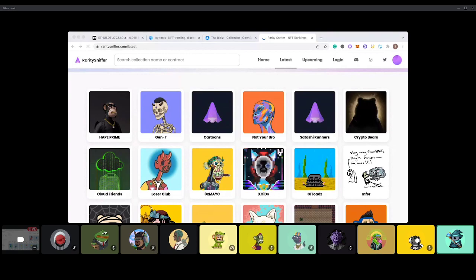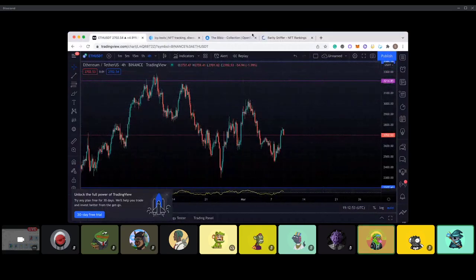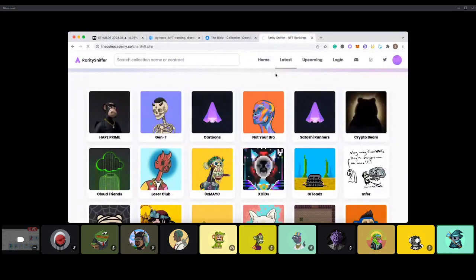Okay, we move on to a tool that I like. It's not a tool, I like the charts. I like to look at the charts. They give me an indication of how the market is performing.